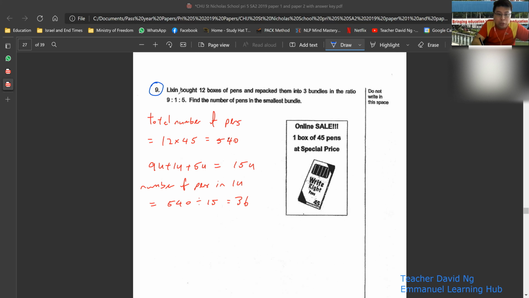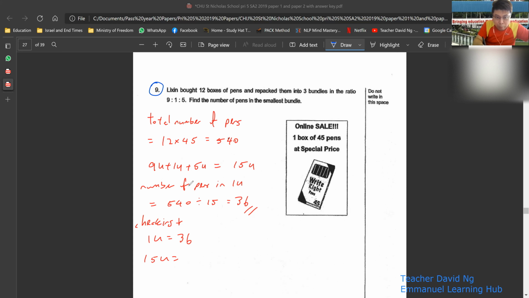So the smallest bundle is 1 unit. So it's 36. So when you check, how are you going to check whether you get it correctly? What you can do is, smallest bundle is 1 unit, that means 1 unit is 36. Then see how many units are there? 15 units. Okay, this part here is checking. So I need to verify it's 36, right?